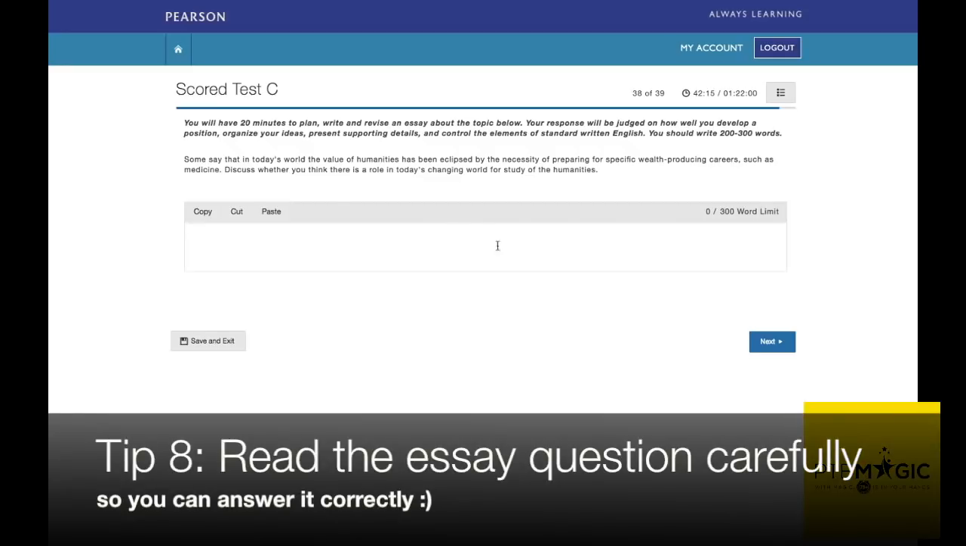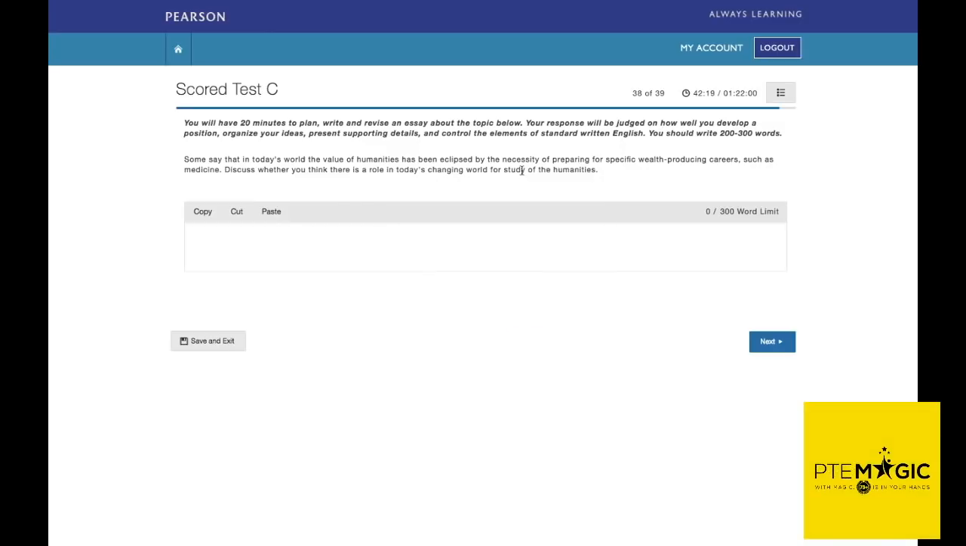Some say that in today's world, the value of humanity has been eclipsed by the necessity of preparing for specific wealth-producing careers, such as medicine. Discuss whether you think there is a role in today's changing world for study of the humanities. Okay. Remember, you have 20 minutes and you have to write 200 to 300 words.